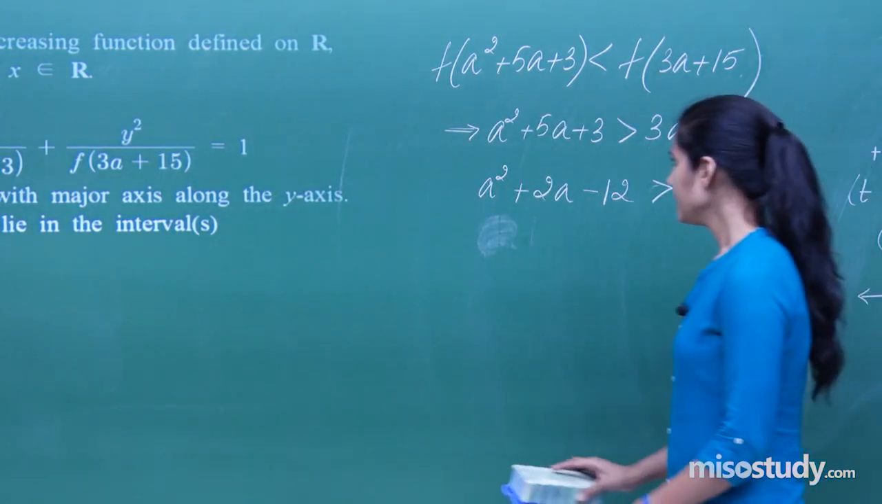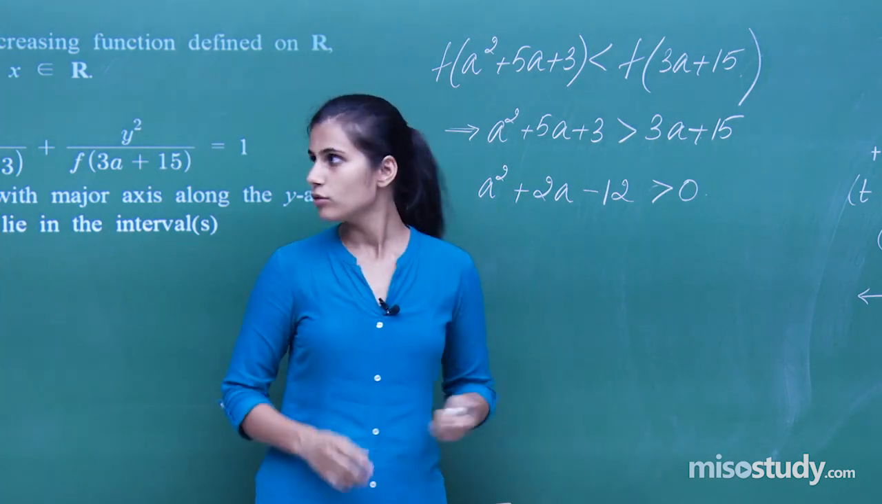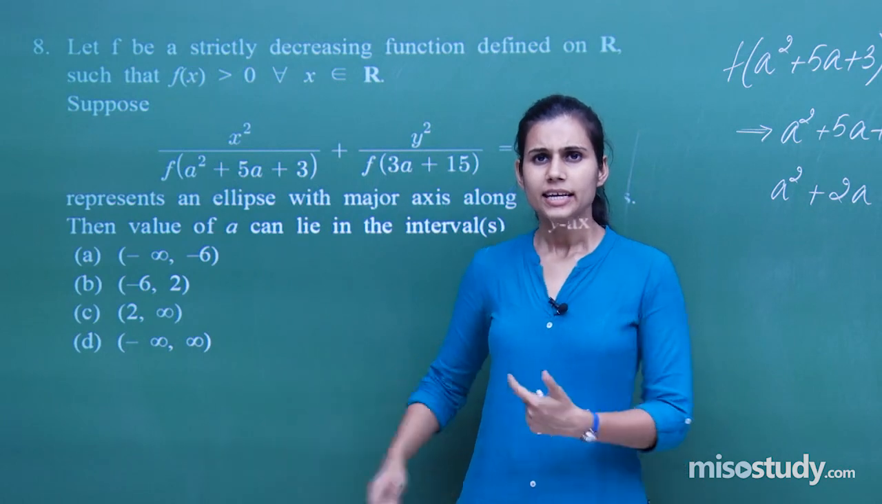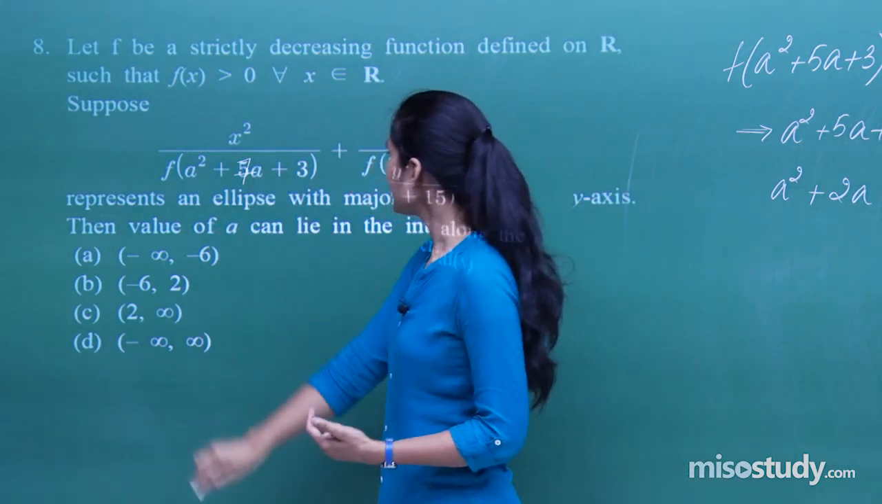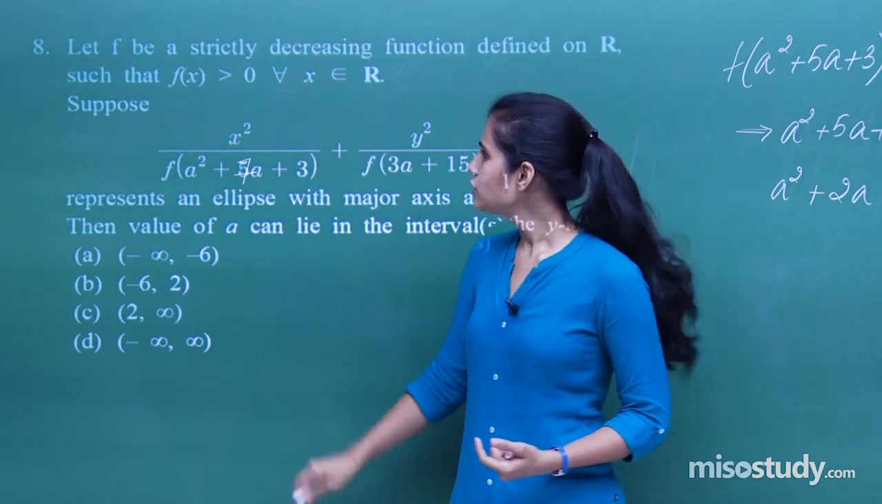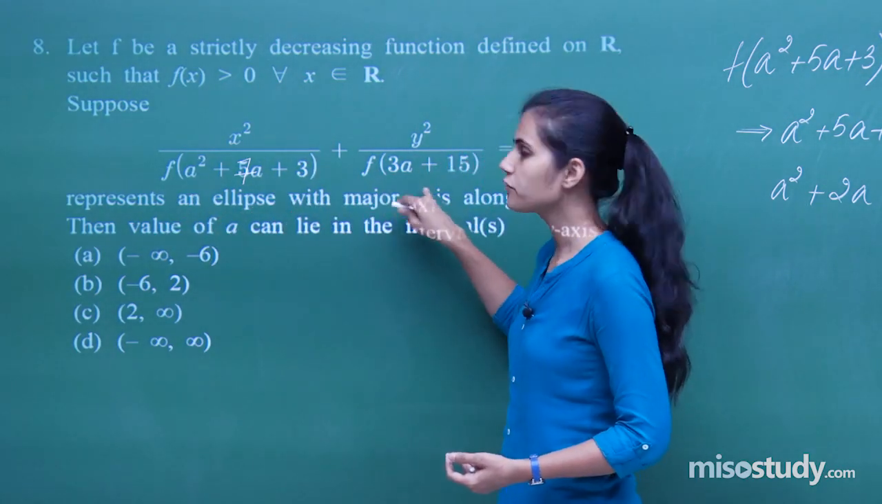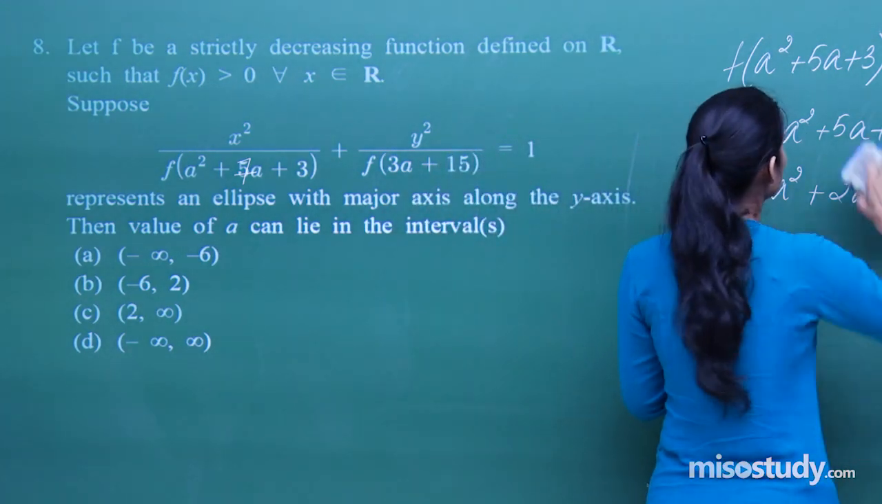So guys, in here the very question basically which is going to talk about determination of the interval in which a belongs basically is what is trying to say. Here you can just make this to be 7a and not 5a. You eventually have x square upon f of a square plus 7a plus 3 plus y square upon f of 3a plus 15, that's the correct thing. And over here therefore what do you have?